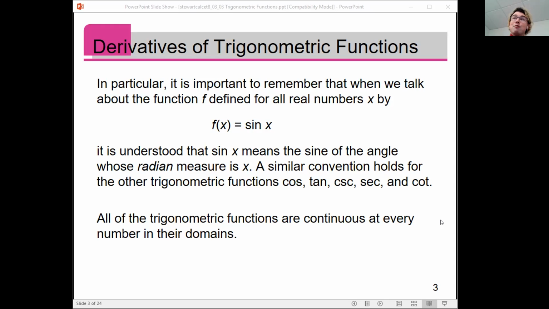Then that conversion will actually affect the derivative. So we are going to be using radians for all of these derivative calculations.